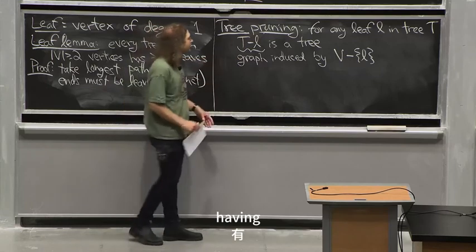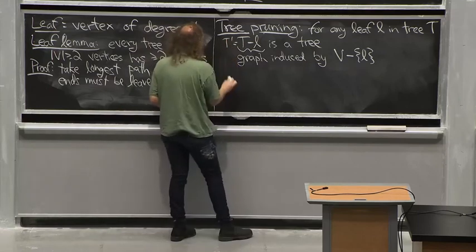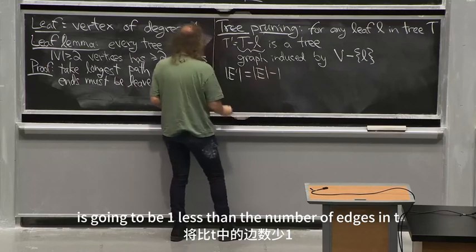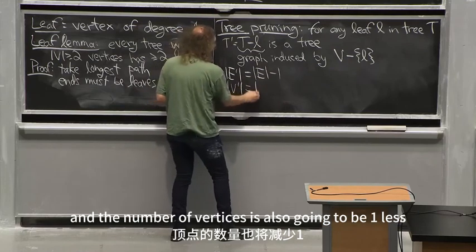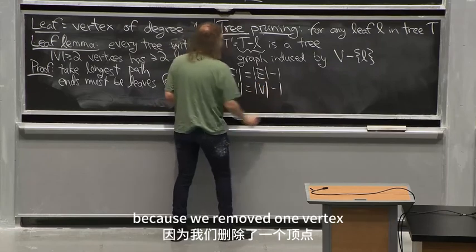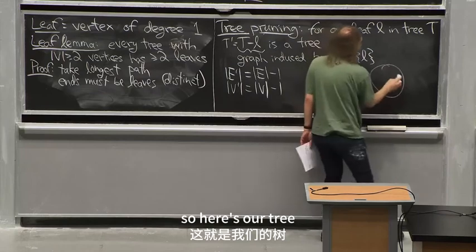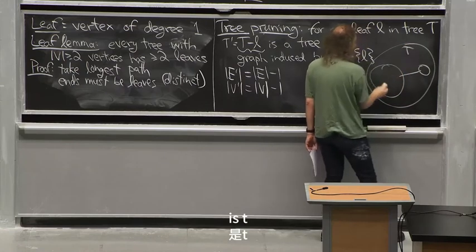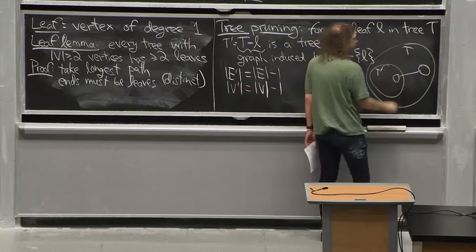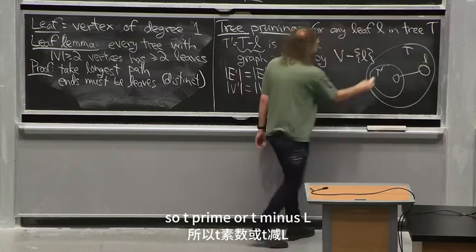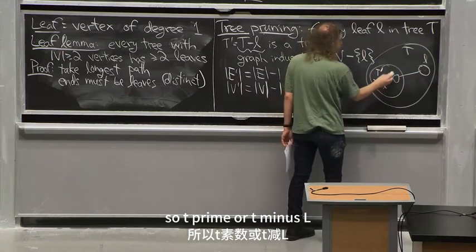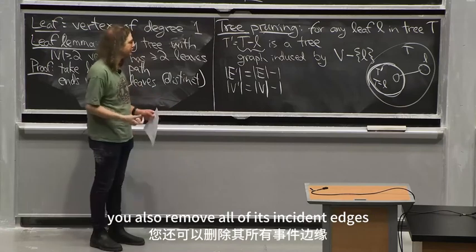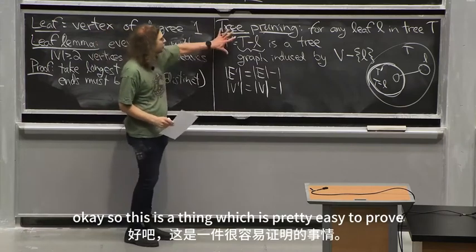That will end up having, let's call this T prime, the number of edges in T prime is going to be one less than the number of edges in T. And the number of vertices is also going to be one less because we removed one vertex and one edge. So here's our tree. Here's a leaf. This whole picture is T, and this inner picture is T prime. Okay, this is a leaf L. So T prime, or T minus L, is this smaller thing. Okay, useful thing. In general, if you remove a vertex from a graph, you also remove all of its incident edges. Okay, so this is a thing which is pretty easy to prove.